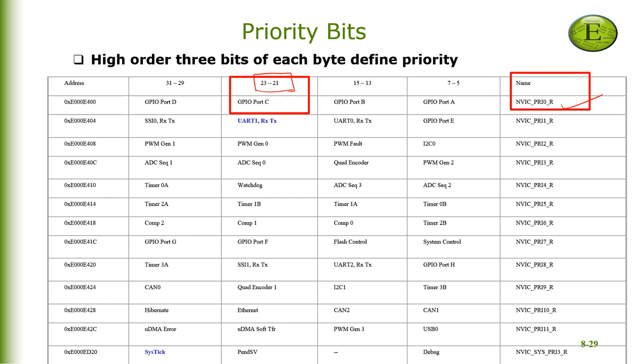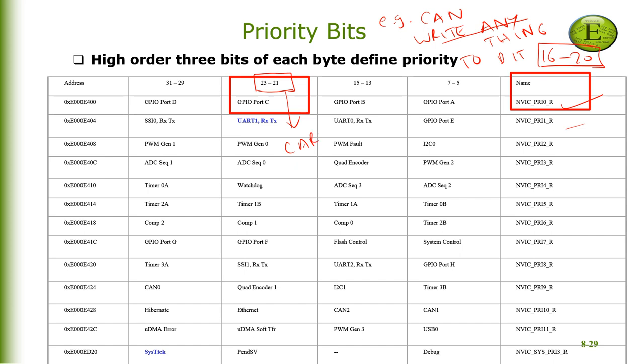But one of the things to note over here is that this table skips a lot of the bits in the NVIC priority 0 register and also in the other registers. Writing to those bits just does not matter. We can write anything to, say, bit number 16 to 20 without consequence. But we have to be careful about these three bits, and we just don't care about some of the bits which are not listed here, for example 16 to 20.